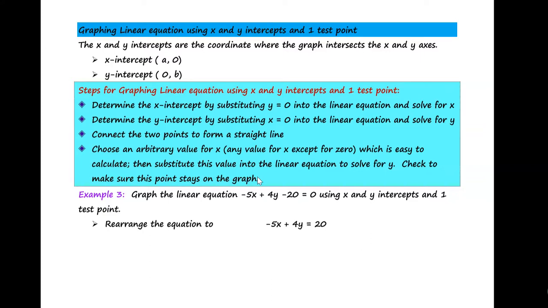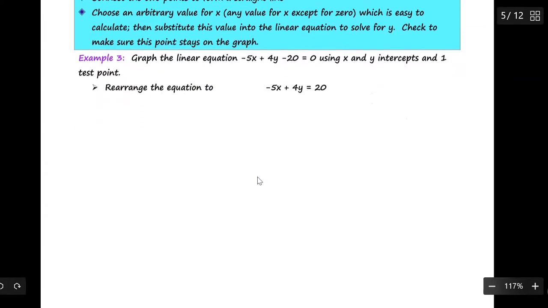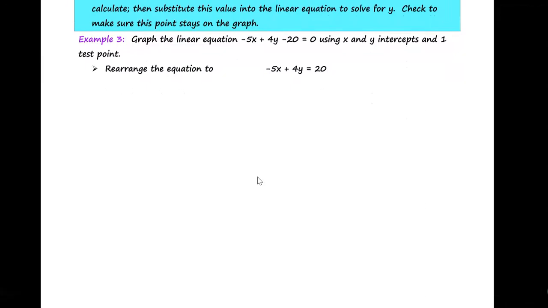Okay, so let's take a look at this graph of the linear equation 5x plus 4y minus 20 equal to 0. I need to graph this linear equation using the x and y intercept and 1 test point. So step number 1, I rearrange the equation like this: negative 5x plus 4y equal to 20, because I want to make sure that I am going to solve for x, but let y equal to 0, and solve for y, but let x equal to 0. And then what I do is I rearrange the equation so I can have all the variables on one side and the number on the other side.